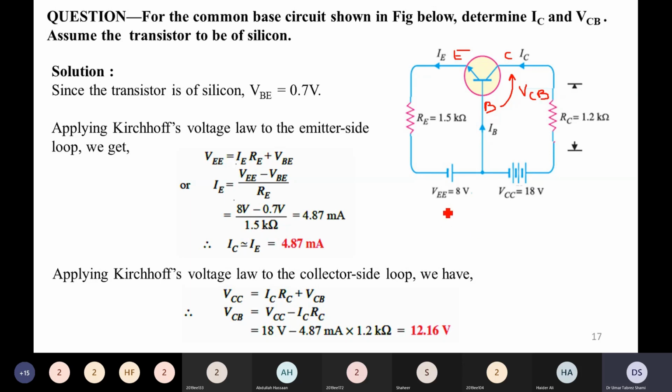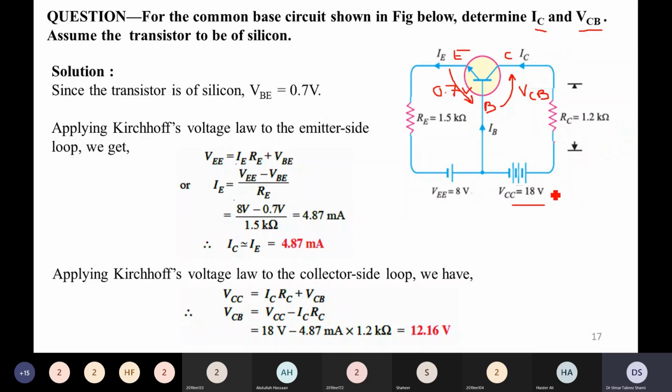The given values include voltage VEE, which is equal to 8 volts. Then we have the base and emitter junction. It is of silicon, therefore this voltage will be 0.7 volt, because of the PN junction. Then in series with the emitter is a resistance RE, whose value is 1.5 kilo ohms. On the collector side, we have an external voltage source VCC equal to 18 volts and a series resistance RC, in series with the collector, whose value is 1.2 kilo ohms. We have to determine the collector current and voltage VCB.